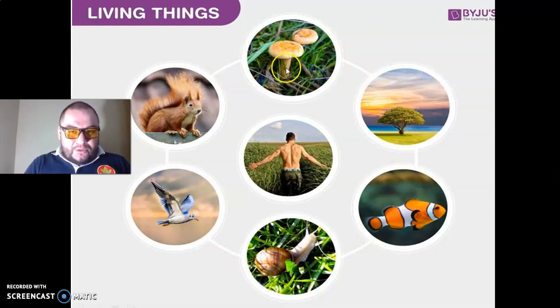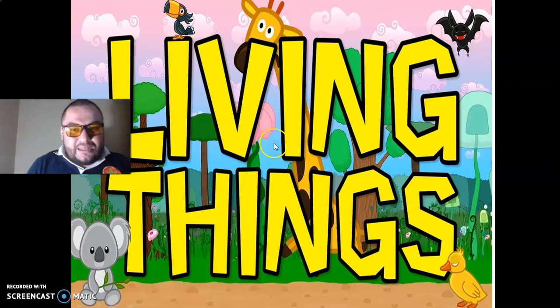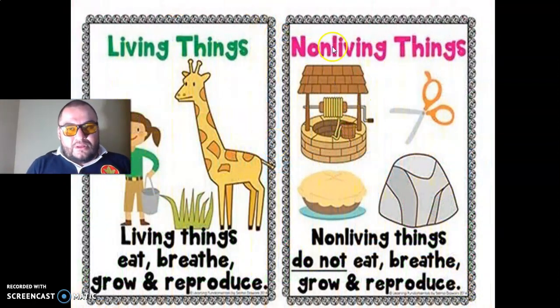More living things. Observe. Mírenlas, por favor. Living things. Non-living things. Non-living things do not eat, breathe, grow, and reproduce. Tienen que aprenderse esto, ¿eh? Non-living things do not eat, breathe, grow, and reproduce. Living things eat, breathe, grow, and reproduce. This is positive. They need to breathe, eat, grow, and reproduce.